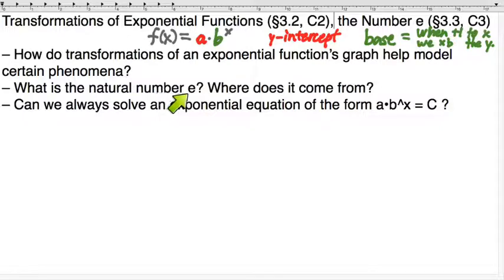In the second topic, we'll get an introduction to the natural number e, and we'll do a little bit of work with solving exponential equations and when can they be solved today using technology.